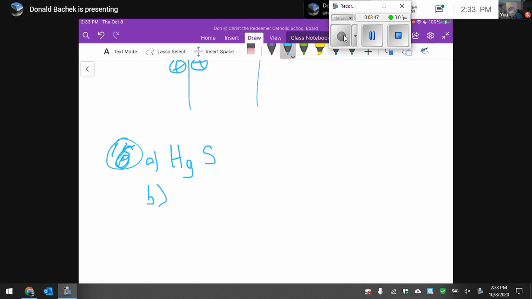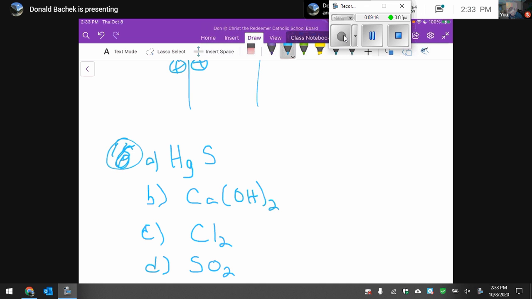B is calcium hydroxide, which looks a little something like this. Calcium's a 2 plus, hydroxide's a 1 minus. C, we got chlorine gas. Don't forget chlorine gas, Cl2, right? We got to remember that. Cl2, chlorine. D is sulfur dioxide, SO2.